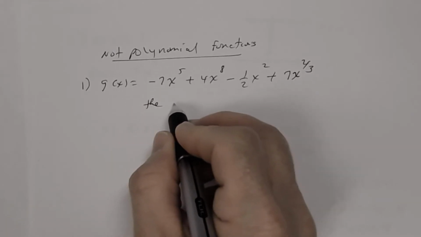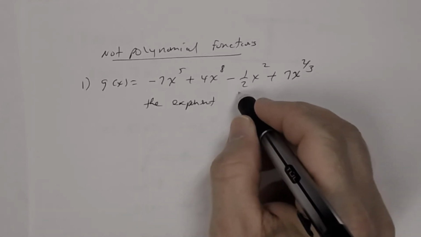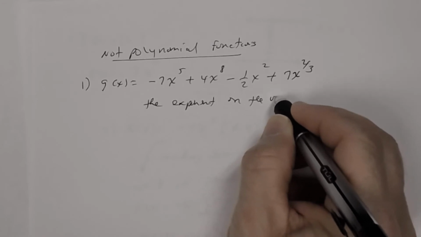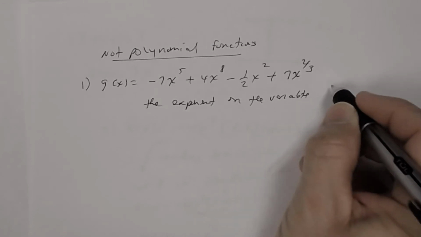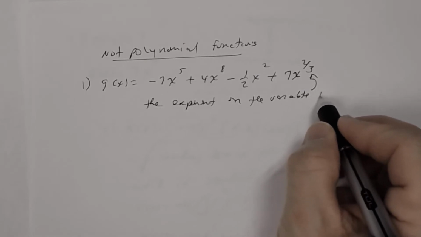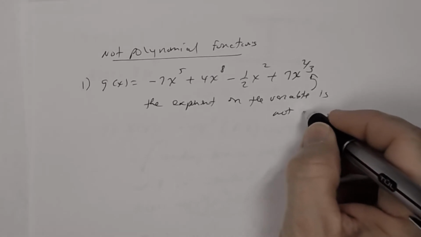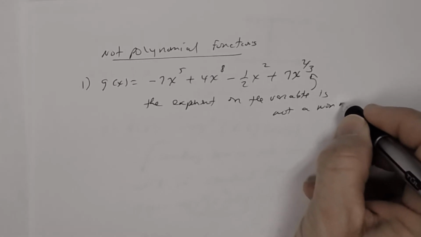The exponent on the variable, and when I say the exponent of the variable, I'm talking about this one here. So the exponent of the variable is not an integer. Let me rephrase that. Is not a non-negative integer.